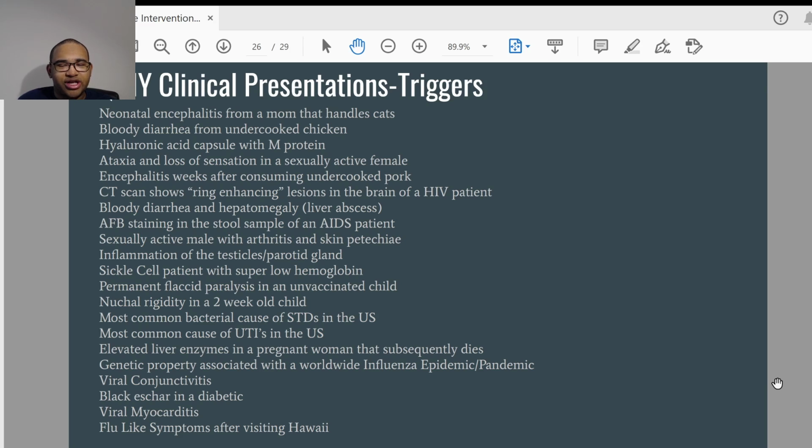But it's not here. I don't mention it here. I think I may have mentioned it earlier somewhere. And then elevated liver enzymes in a pregnant woman that subsequently dies, that's Hep E, right?